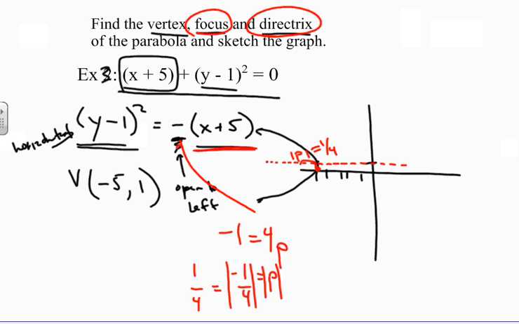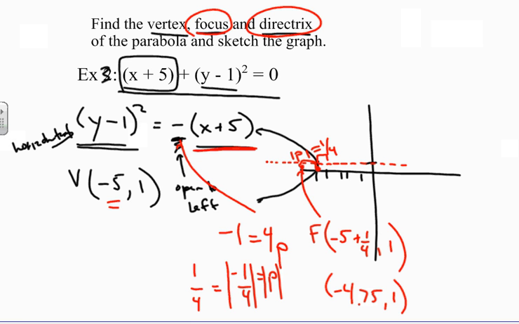Our focus, F, well, you can see that we're moving it horizontally. So we're going to add 1/4 to the x value of our vertex. So it's going to be -5 plus 1/4. The y value is going to stay the same because it's on the axis of symmetry. So we add 1/4 to -5, which is -4.75, or -4 3/4. The directrix, on the other hand, is also going to be p units away, but on the other side. It's going to be that vertical line.